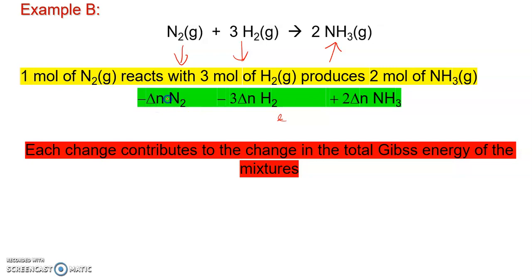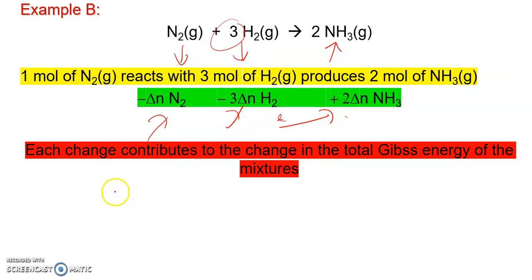So our delta N for nitrogen will be reduced by 1 mole. And then our hydrogen gas will be reduced by 3 mole. That's what is meant by this one. And it will be increased by 2 mole of ammonia. So each change of this one will contribute to the change in the total Gibbs energy of a mixture in a reaction.